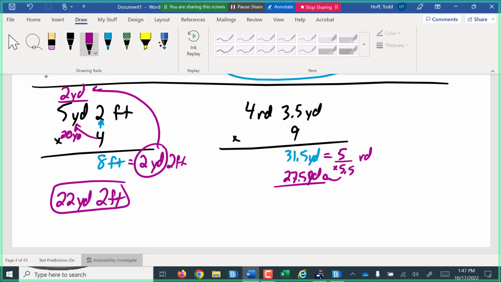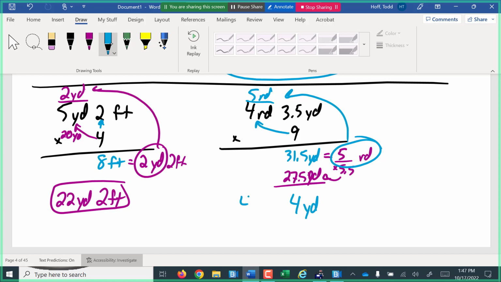31.5 yards minus 27.5 yards is, what's 31.5 minus 27.5? 4. So there's 4 yards here. We carry the 5 rods. So now 9 times 4 is 36 plus the 5 we carried. 41 rods. Good. 41 rods, 4 yards.